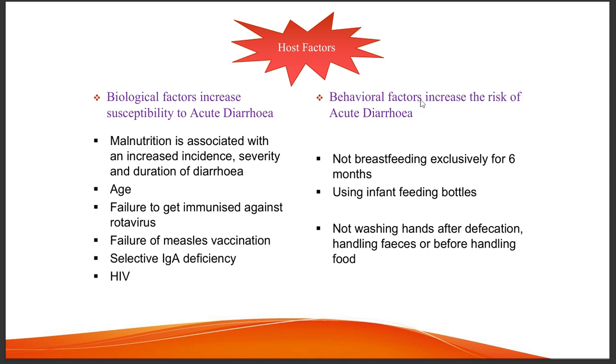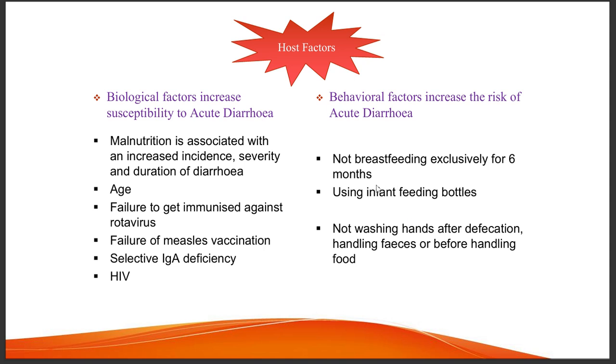There are also behavioral factors that increase the risk of acute diarrhea. For example, not breastfeeding exclusively for 6 months. It's very important to make sure that the child is breastfed exclusively for the first 6 months. After 6 months, you can add other foods to the feeds the child is taking besides the breast milk. At 1 year 6 months up to 2 years, you can now wean the child. Weaning is basically introducing other feeds, isn't it? So what is important is that you don't stop breastfeeding this child too early.